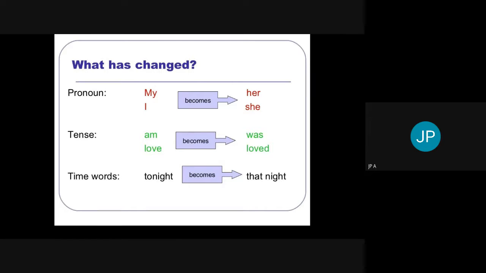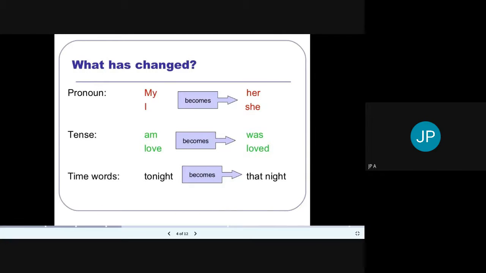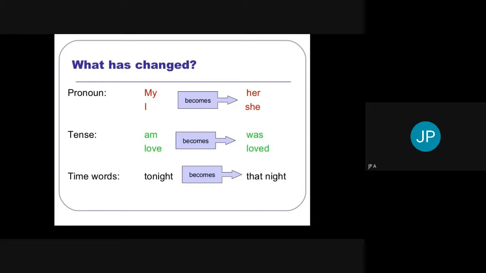There are certain tense changes. That is, am became was. Love became loved. And the time words: tonight became that night. So these are some of the common changes that we find when we make a change to a sentence in reported speech. There may be some other changes also that happen. The major changes are related to tense.